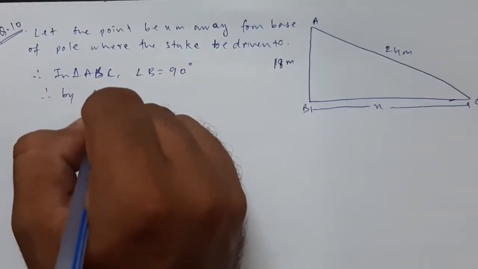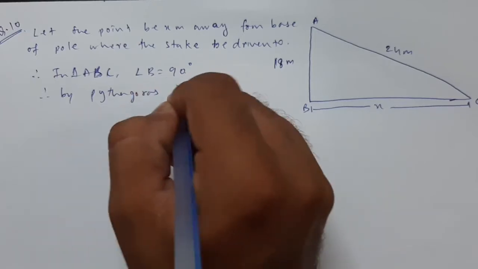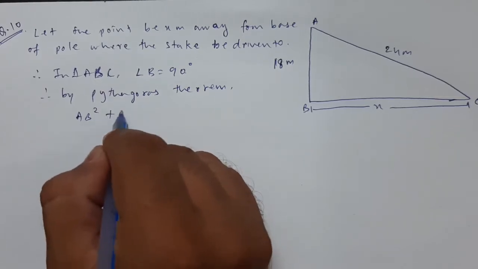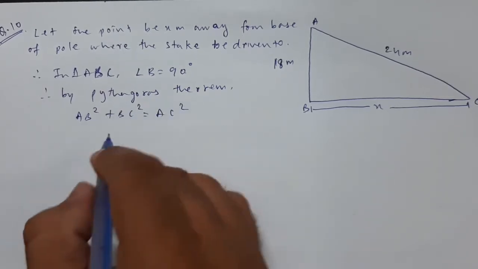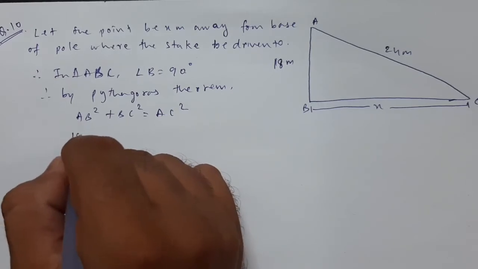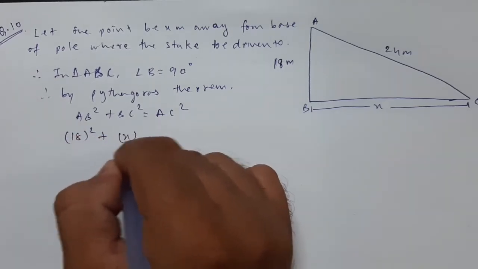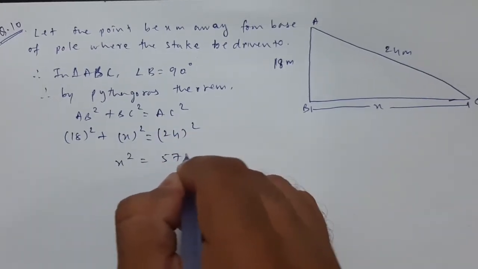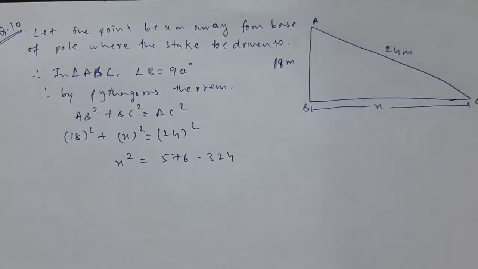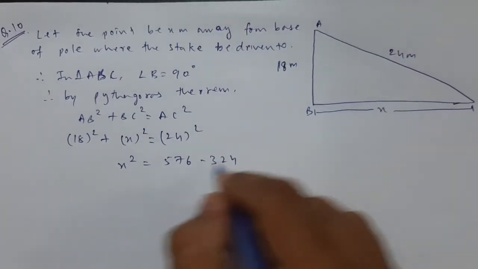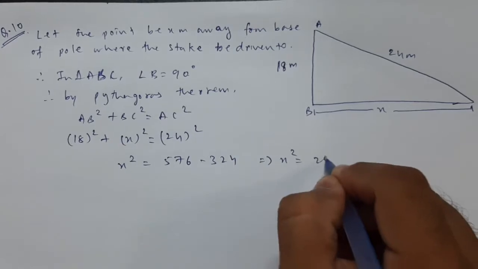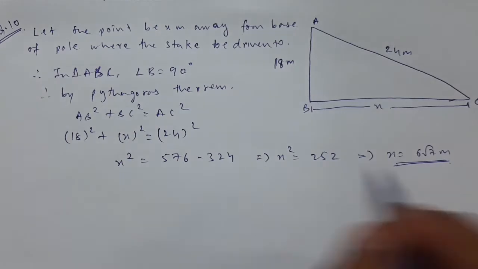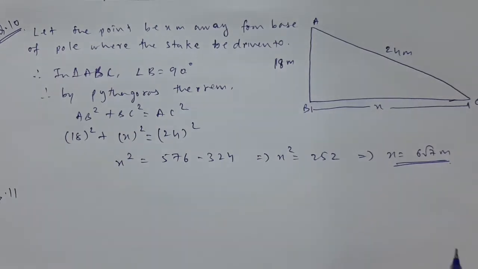Therefore, by Pythagoras theorem, AB square plus BC square is equal to AC square. So AB square is 18 square plus BC we do not know, 24 square. So x square is equal to 576 minus 324. It implies x square is equal to 252. That implies x is equal to 6 root 7 meters. This is how question number 10 goes.